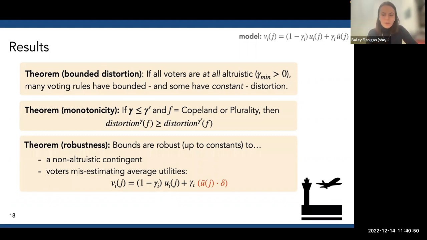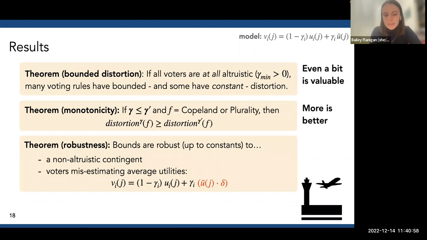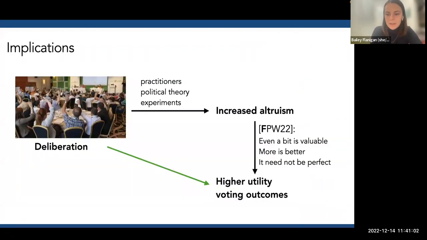But to move on to the takeaways here, even a little bit of altruism can be really valuable, but more is better. And it doesn't have to be perfect to actually help. For these reasons, this is making a fair amount of headway, in my opinion, toward evidencing this point that increased altruism, even of the kind that can be promoted in practice, can be really valuable in generating higher utility voting outcomes. And this is consistent with a lot of conceptual ideas from the political theory and people who actually work on deliberation.